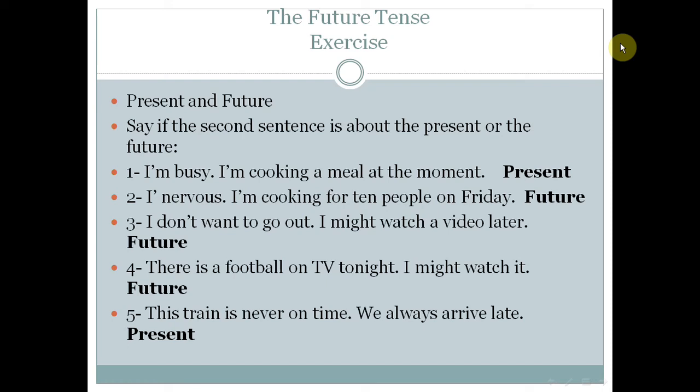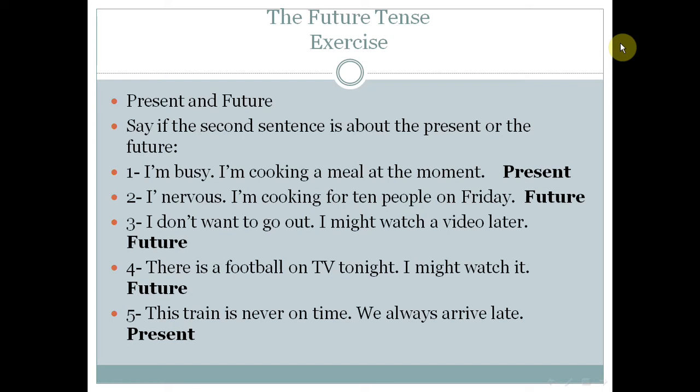Might watch expresses future. There is a football on TV tonight. I might watch it. Also number 4, might watch it expresses future.